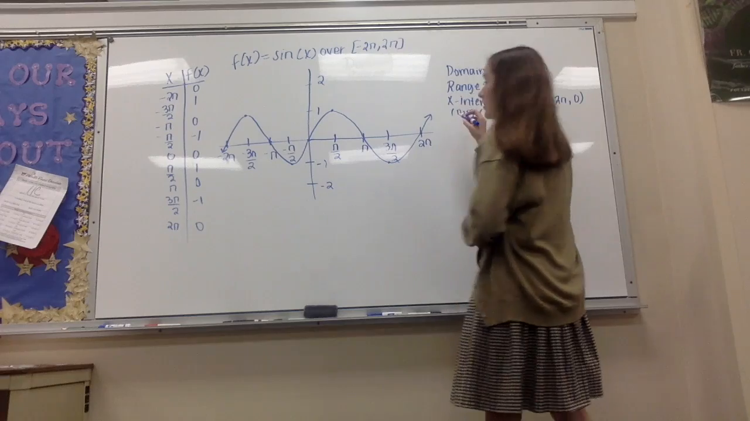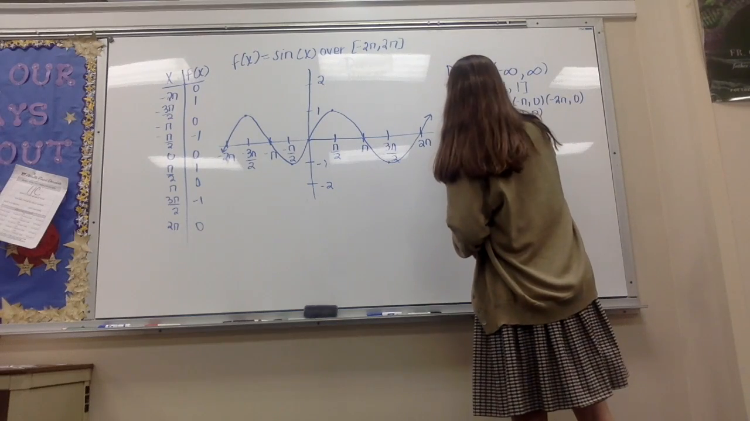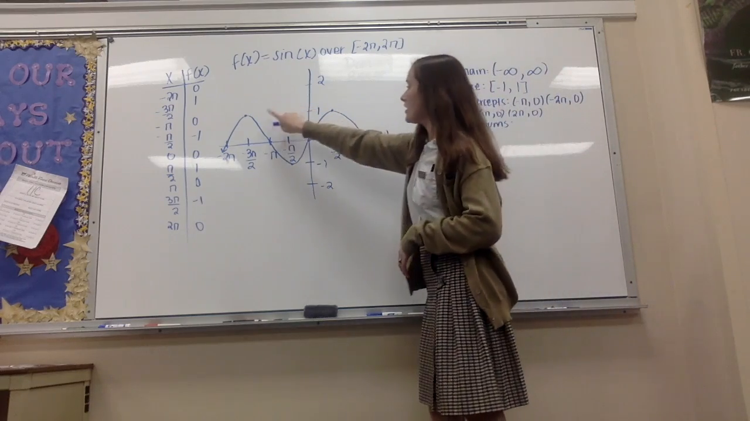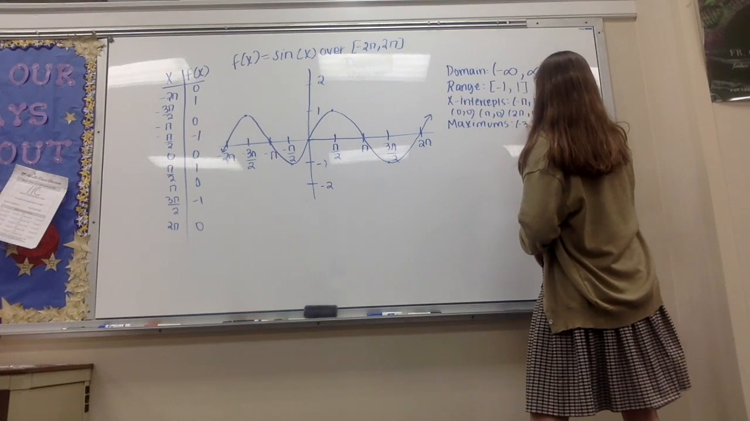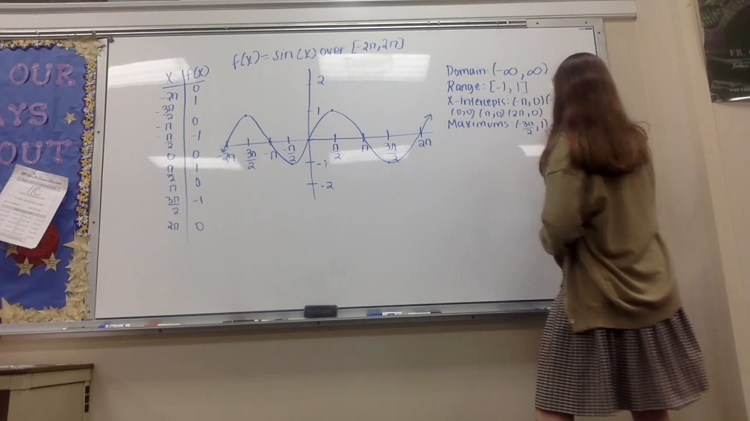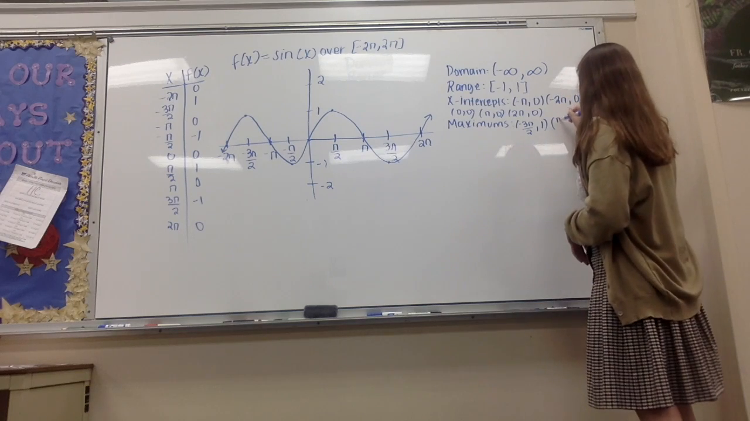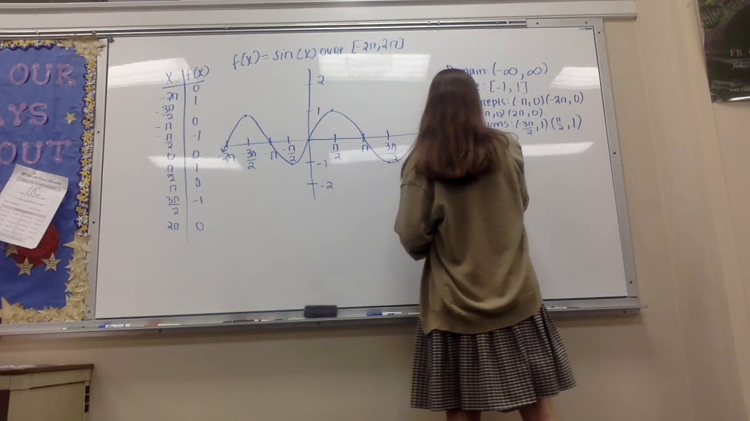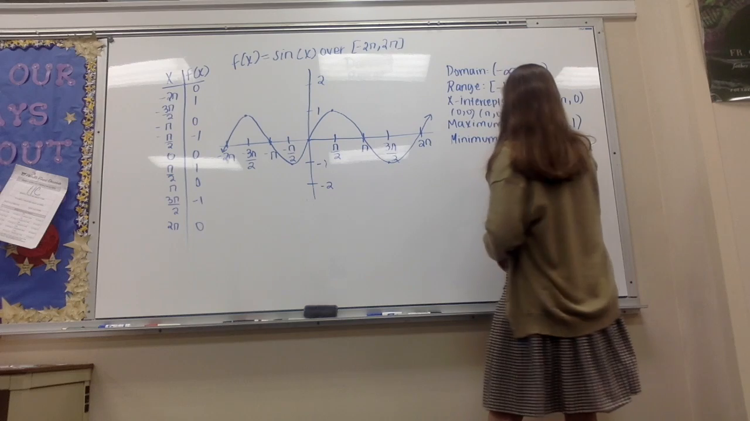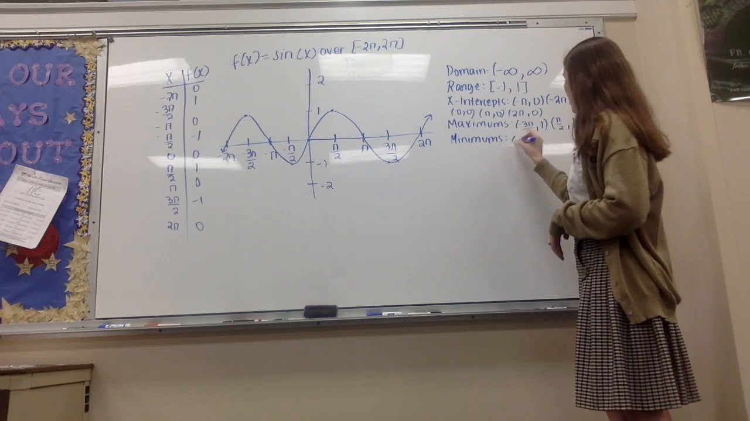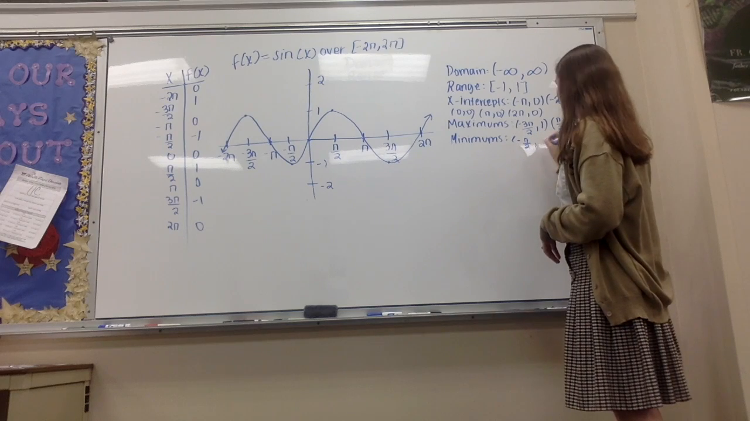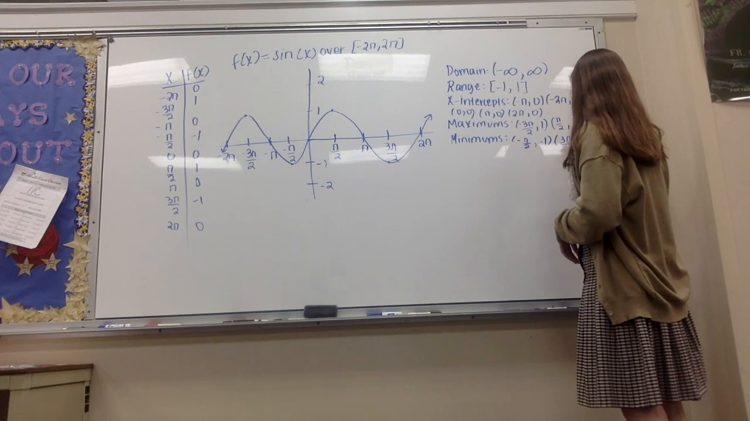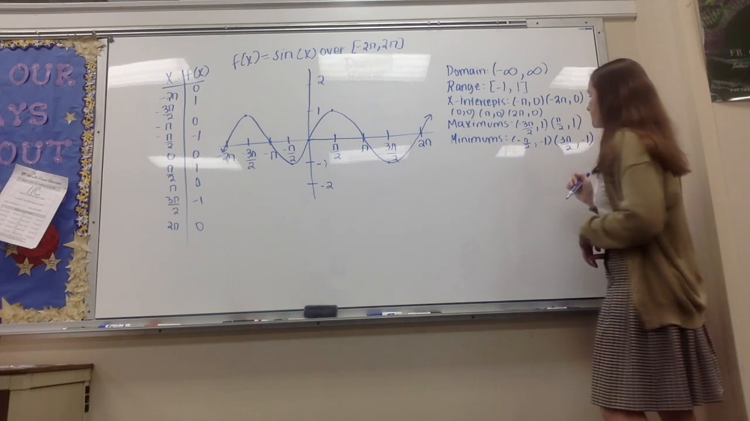So next we're going to have our extrema, which we're going to have maximums, which remember are our highest points on the graph. So those are going to be here and here. So it's going to be -3pi over 2, 1, and pi over 2, 1. And then we're going to have the opposite with our minimum. So those are going to be our lowest points on the graph. And we're going to have -pi over 2, -1, and 3pi over 2, -1.